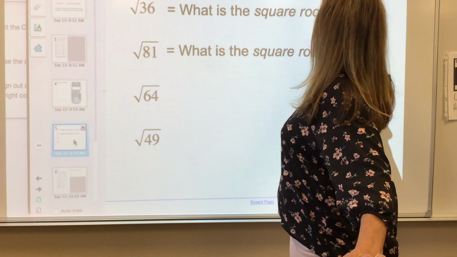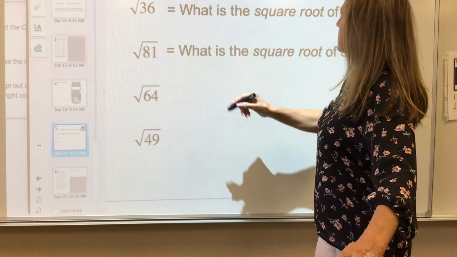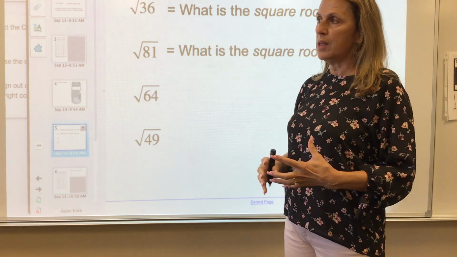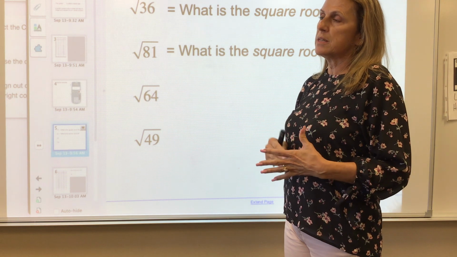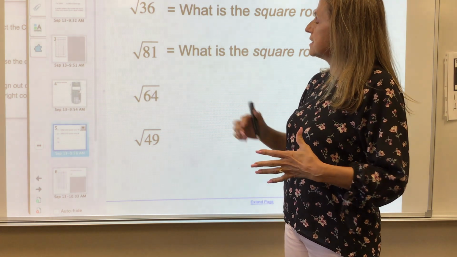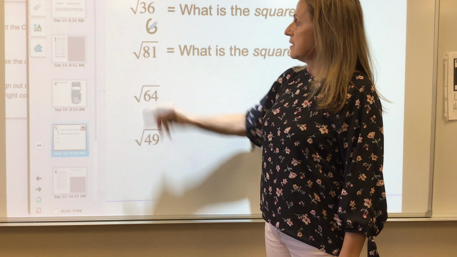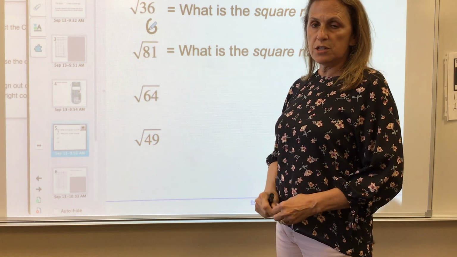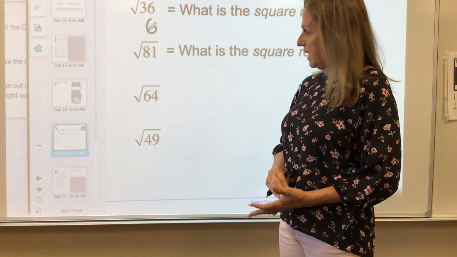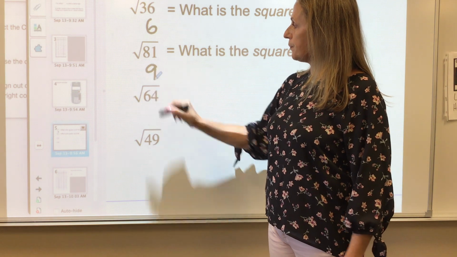Well, think to yourself, and you wouldn't even have to use your calculator necessarily, what times itself gives me 36? In other words, what number squared gives me 36? And you should get 6. We just did 81, so what number times itself gives me 81? That would be a 9.